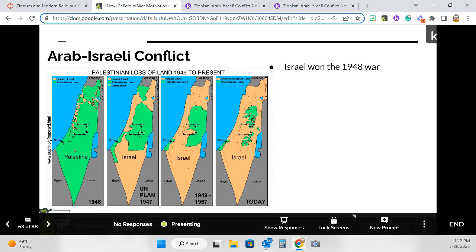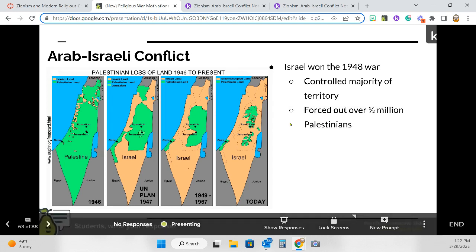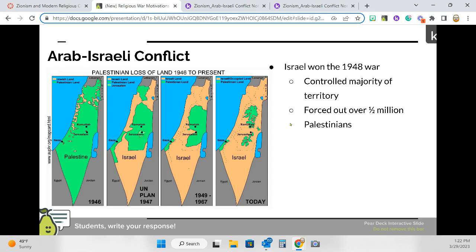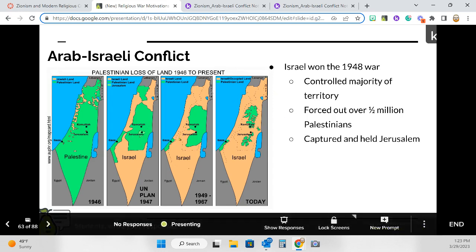This one still referred to as the Gaza Strip. So we can tell already at this point they control a majority of the territory. And what this results in is more than 500,000 Palestinians forced to become refugees and leave their homes. And importantly, what we see is that Israel captures and holds on to Jerusalem. Just barely, but they've got it.